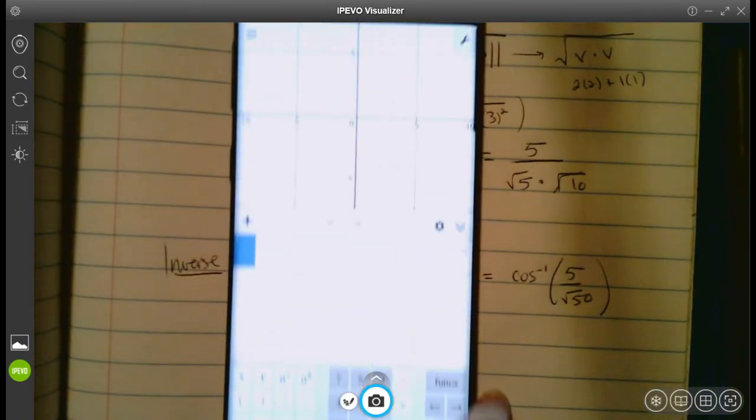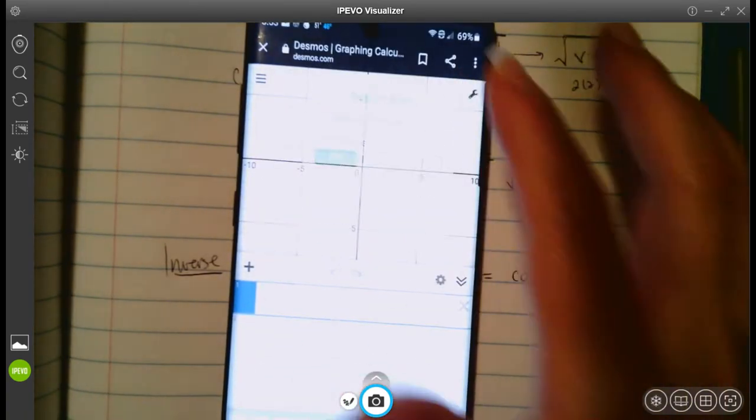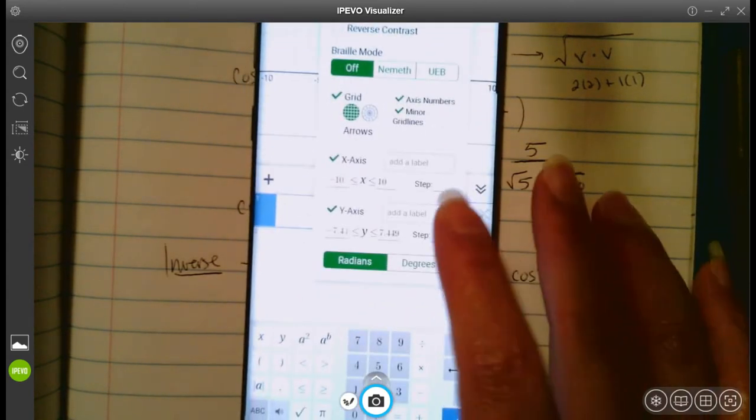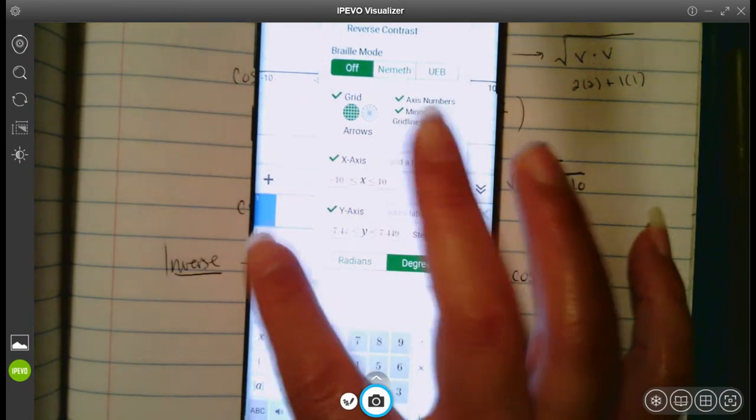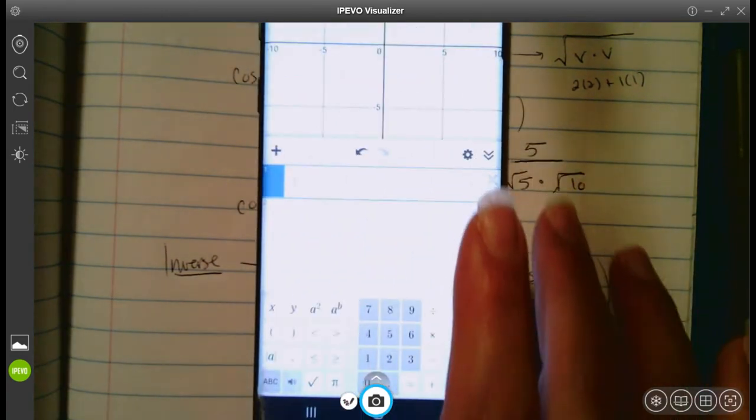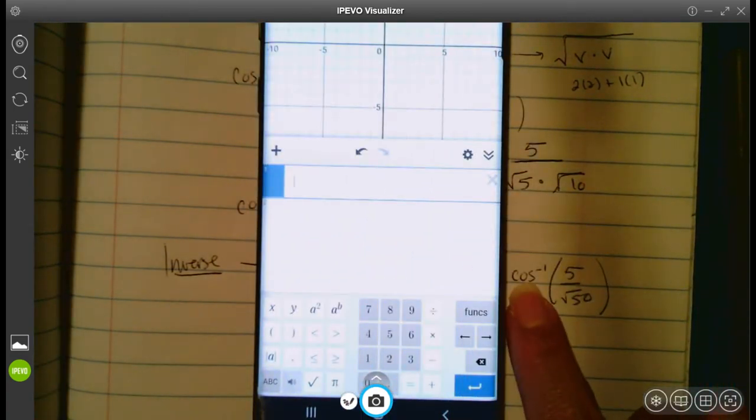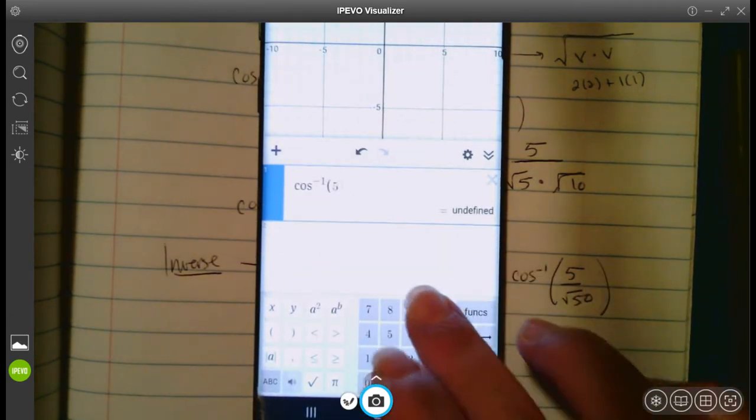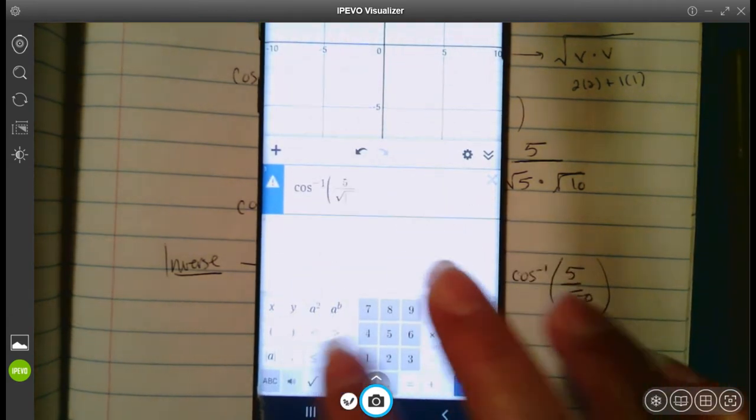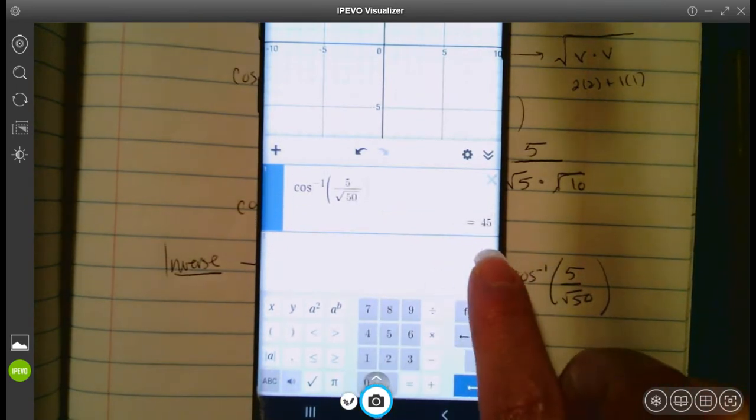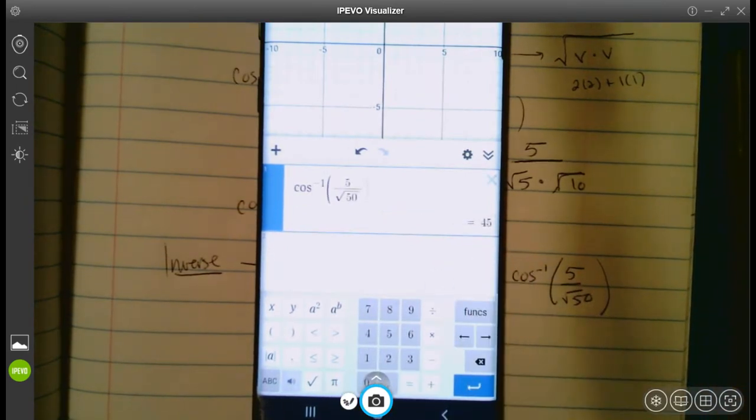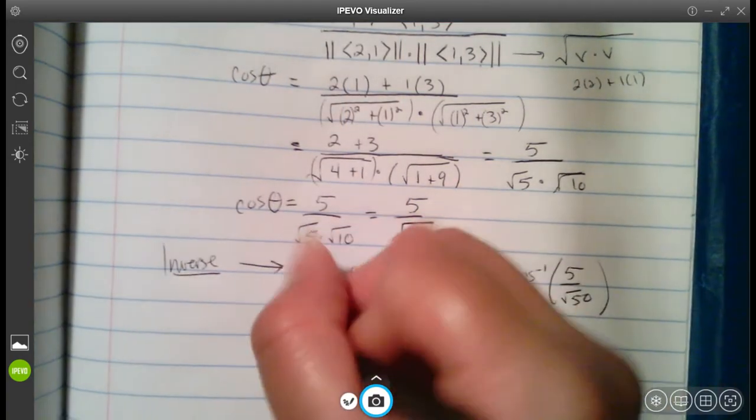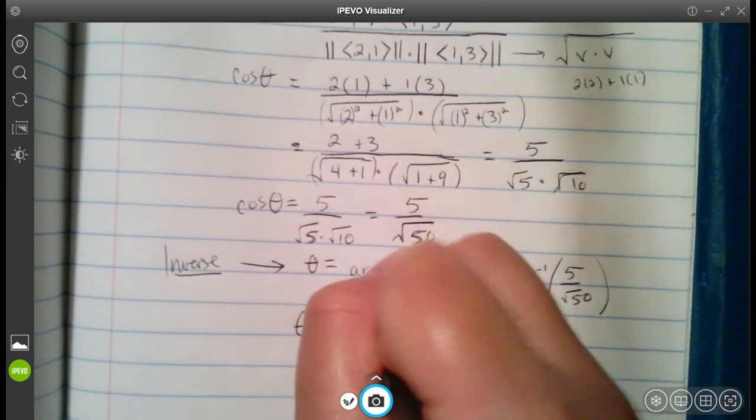Okay, so we have our calculator here. Remember to change this into degrees because we are looking for the degree version of this. It's kind of bright, sorry about that. Here we're going to type in what we're looking for: the inverse of cosine, and then 5 divided by the square root of 50, and there it is. The answer is 45. So it looks like the angle between these two is just 45 degrees.